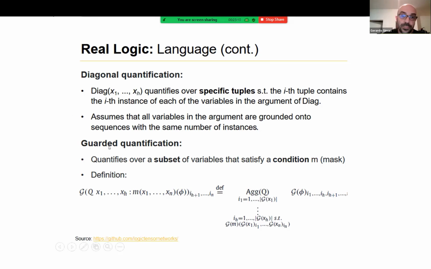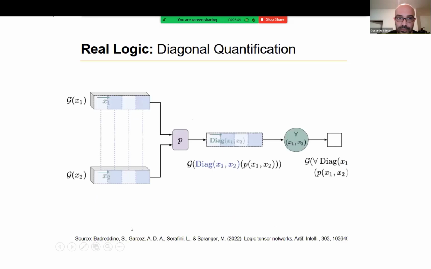Another interesting kind of quantification is called guarded quantification, and this connective quantifies only over a subset of the variables that satisfy a condition M, which stands for mask. So the definition, essentially, you have the aggregators, and then you want to evaluate if this M holds, and you're only going to evaluate the formula over those values.